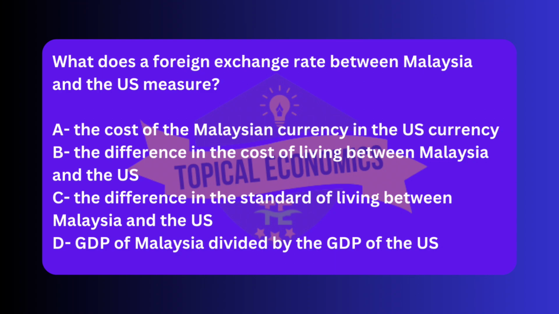Next, option C, the difference in the standard of living between Malaysia and the US. While exchange rates might have an indirect effect on the standard of living, they don't directly measure it. The standard of living is typically assessed using metrics like income, health, education, and access to services, not through the exchange rate. Lastly, option D, GDP of Malaysia divided by the GDP of the US, refers to a GDP ratio or a measure of the relative economic size between two countries, but it is not related to the exchange rate.